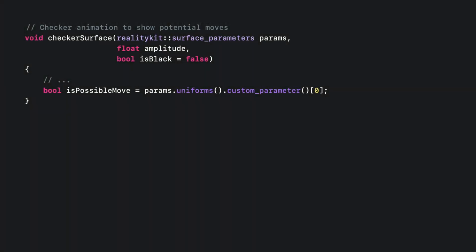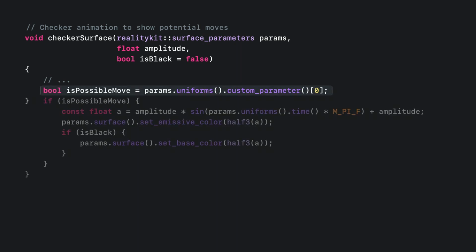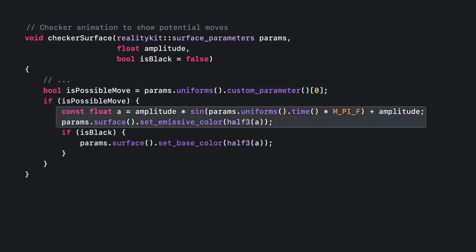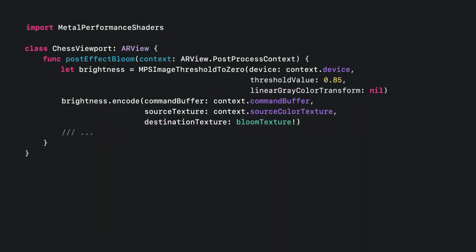Again, we're using the custom parameter here we used in the surface shader for the glow effect. In this case, we are passing in a Boolean from the CPU side to our metal surface shader. If this checker is a possible move, I want to add a pulsing effect by changing the color. We'll specifically add the pulse to the emissive color here. Lastly, I'll add the bloom effect to the entire view.